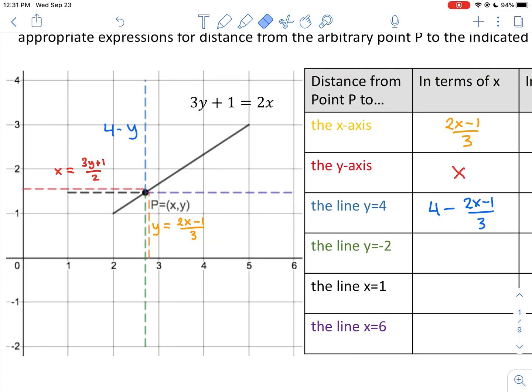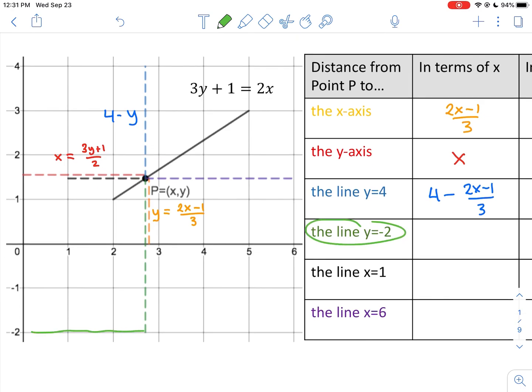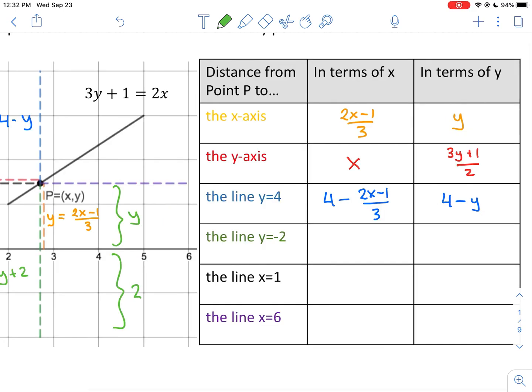Okay, let's do the green line segment next. We're trying to determine how far it is down to the line y equals -2, which is a horizontal line down here. In order to do that, there's a few different ways you can think about this. We've already established that this length we're calling the y-coordinate, and we want to go an additional 2 units down from the x-axis. So now we can just add these together and say that the entire green dotted line is going to be y plus 2. And since that's in terms of y, we want to put that in the second column.